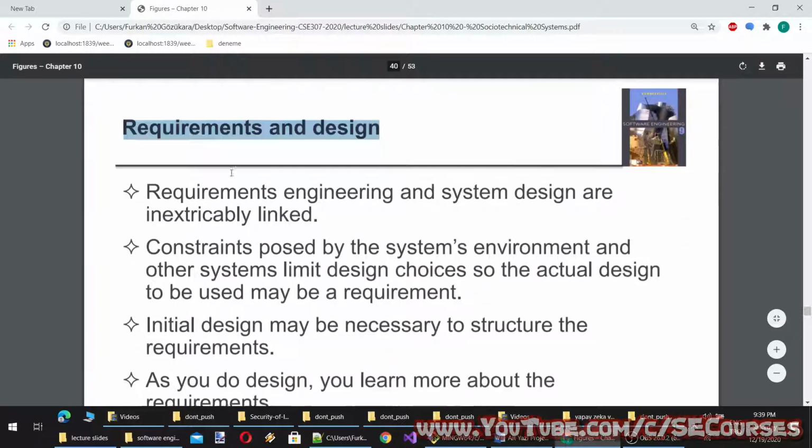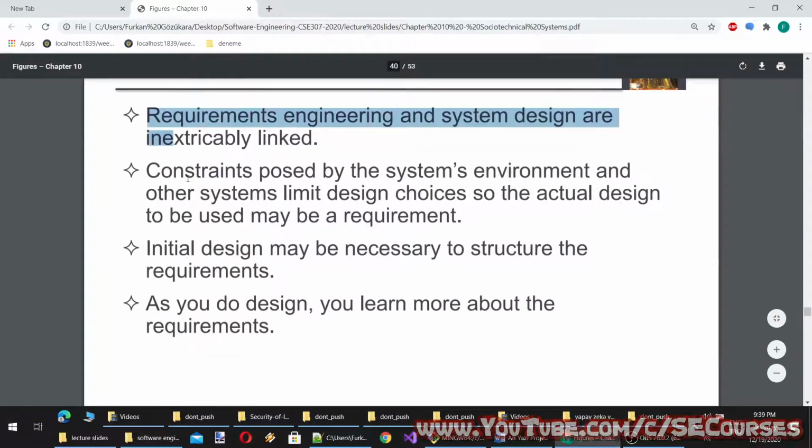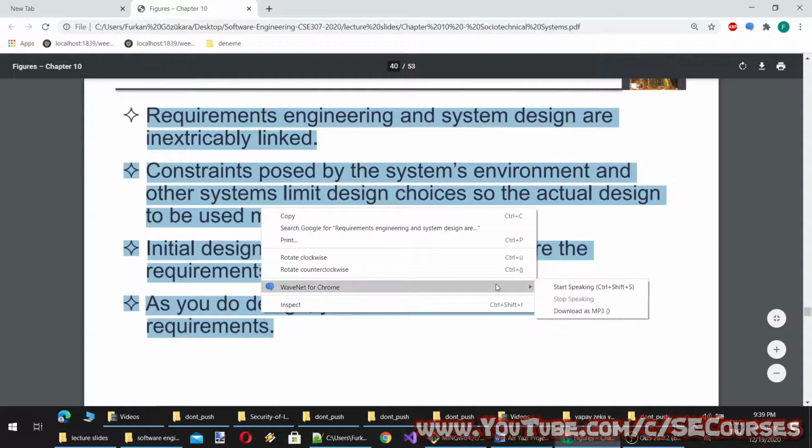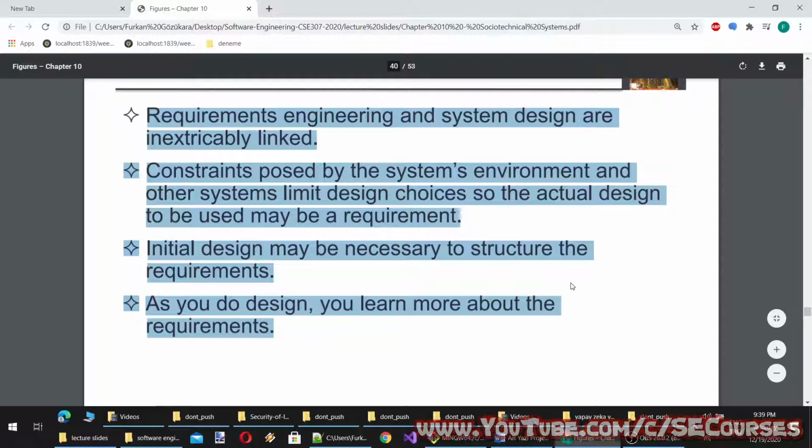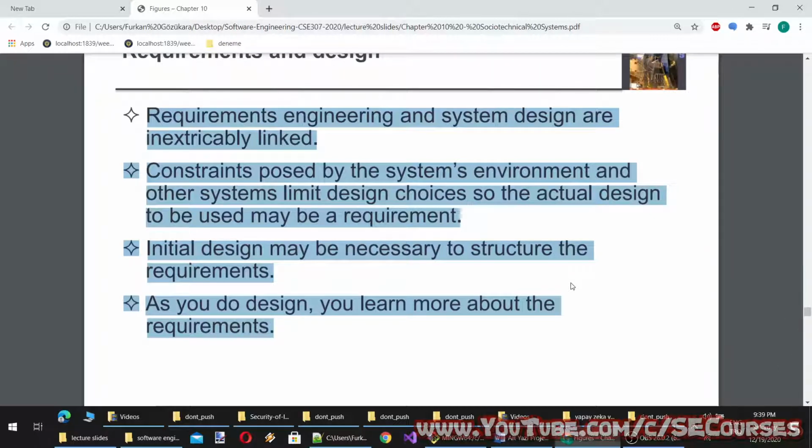And requirements and design. Requirements engineering and system design are inextricably linked. Constraints posed by the system's environment and other systems limit design choices, so the actual design to be used may be a requirement. Initial design may be necessary to structure the requirements. As you do design, you learn more about the requirements.